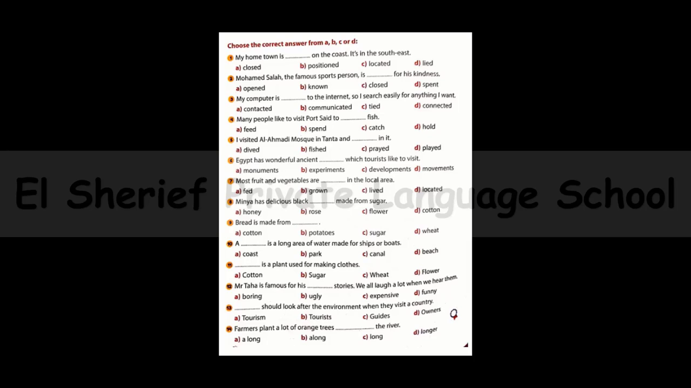And yes, my hometown is located on the coast. It's in the southeast. Number 2, Muhammad Salah, the famous sports person, is blank for his kindness. So he is known for his kindness. Number 3, my computer is blank to the internet. So I search easily for anything I want. Take your 3 seconds. And yes, the answer is, my computer is connected to the internet. So I search easily for anything I want.